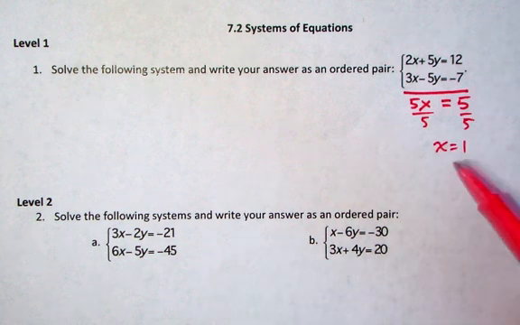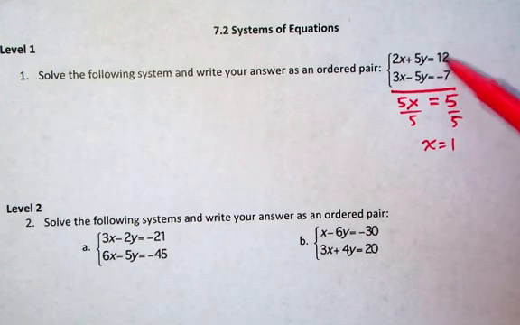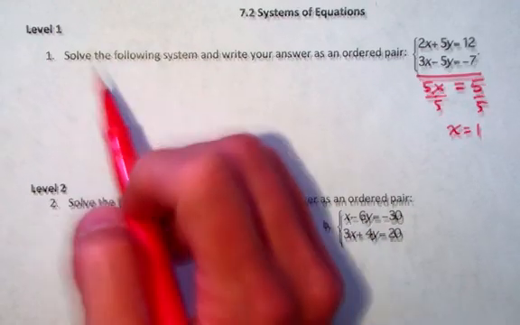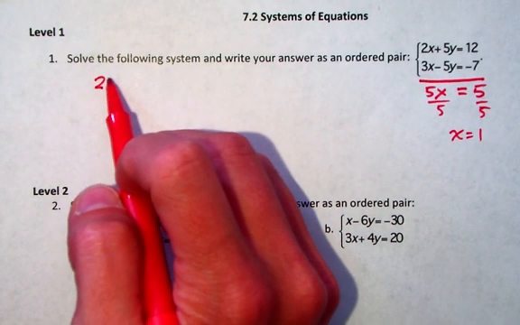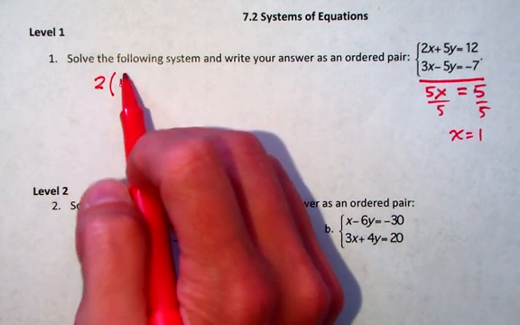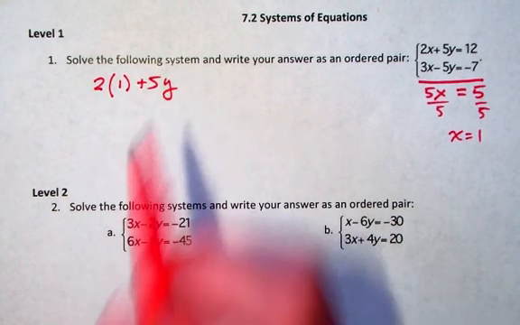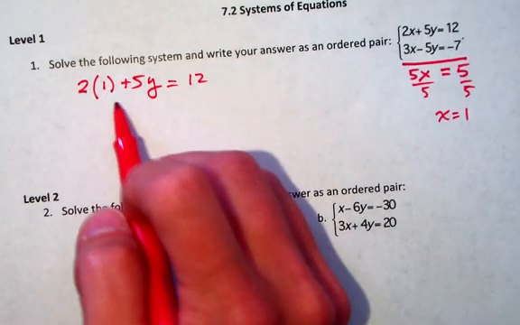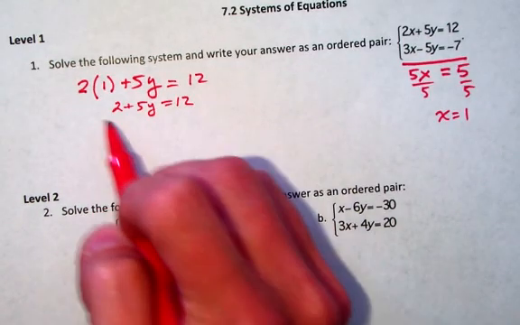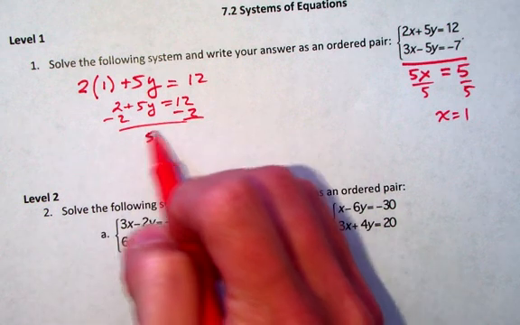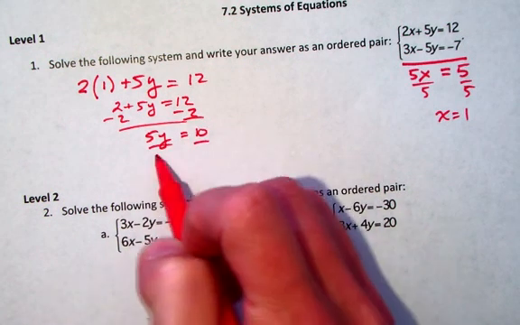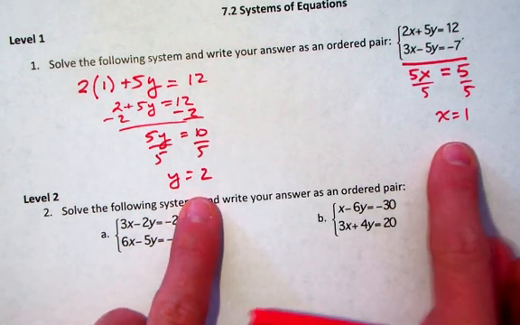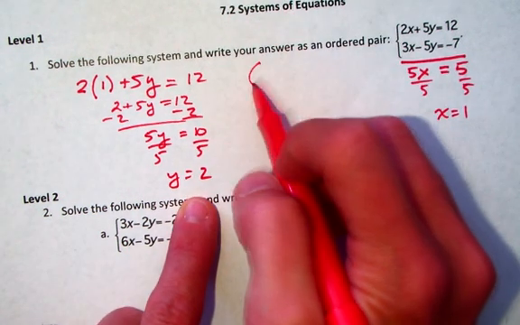So I have the x, but I still don't have the y. So at this point, I can pick either of the two equations to do a substitution. I'm going to pick the first equation. So it's going to be 2 times 1 plus 5y equals 12. And then this is 2 plus 5y equals 12. Subtract 2 from both sides. So we get 5y equals 10. Divide by 5. And then I get y equals 2. So here I have a solution. It's going to be 1, 2.